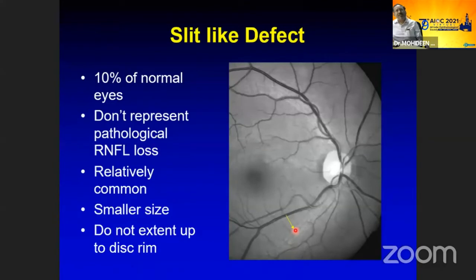Next is the slit defect. Slit defects are very small. They don't extend to the disc margin. They don't represent pathology. They are seen in 10% of normal eyes. The only thing is they don't extend to the disc rim, and there's no pathology to say it is glaucoma.